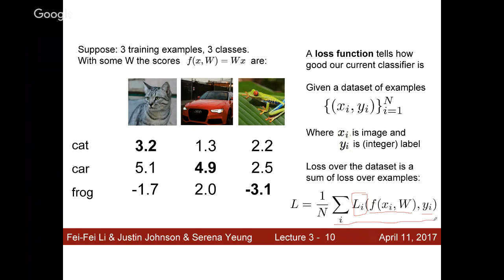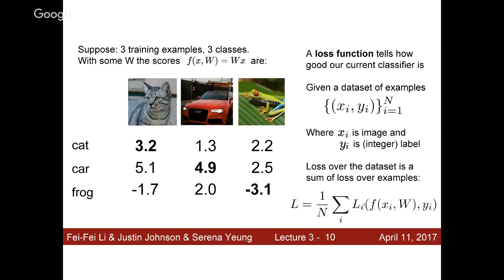Any questions so far? Sorry, so in this case you are defining the label, let's say cat is 1, car should be 2, and frog should be 3? Yeah, I could say cat 1, car 2, frog 3. We're going to say yi is some integer label, so I can think of it as an enumerated set.